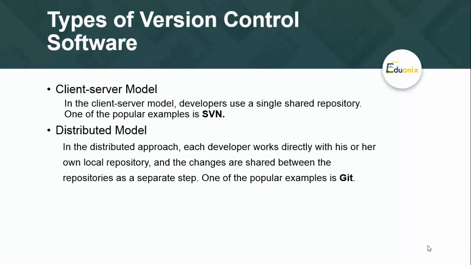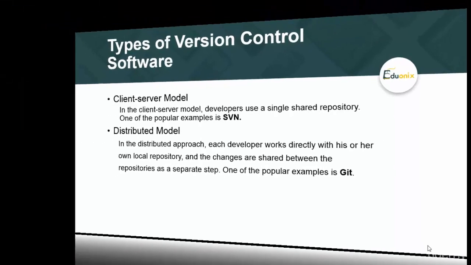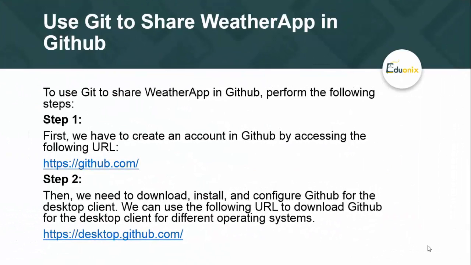There are two main types of version control. Client-server model. In the client-server model, developers use a single shared repository. One of the popular examples is SVN. Distributed model. In the distributed approach, each developer works directly with his or her own local repository, and the changes are shared between the repositories as a separate step. One of the popular examples is Git. On the next slide, we will learn how to use Git to share Weather app in GitHub.